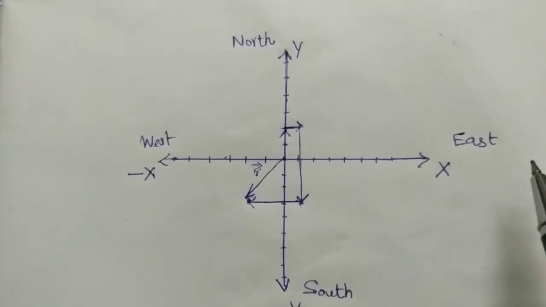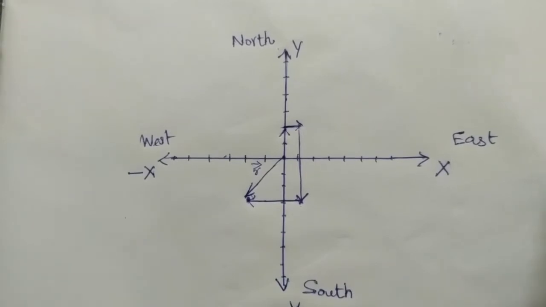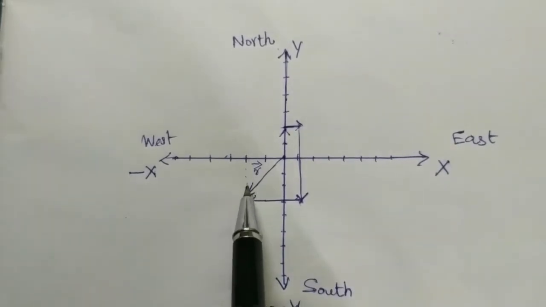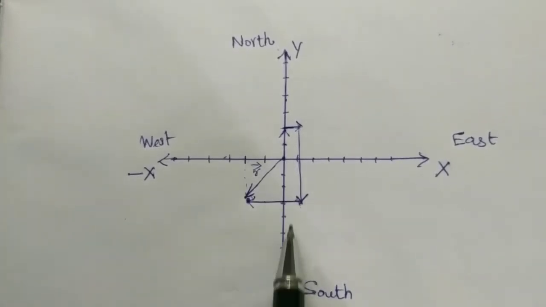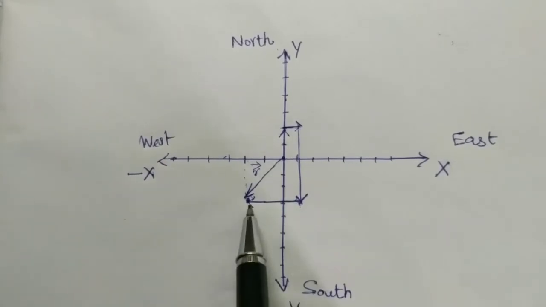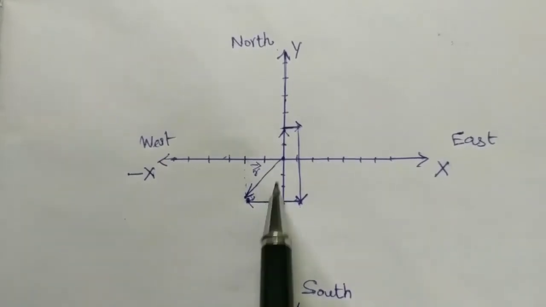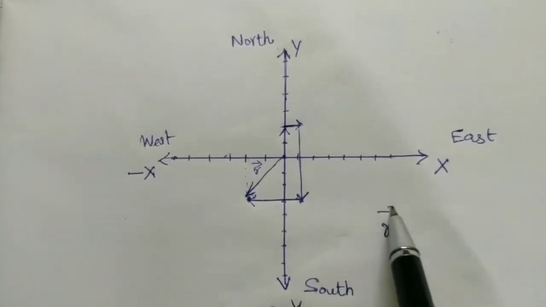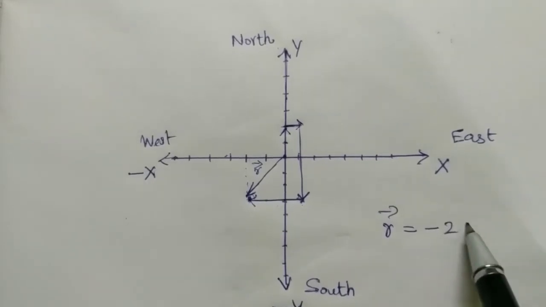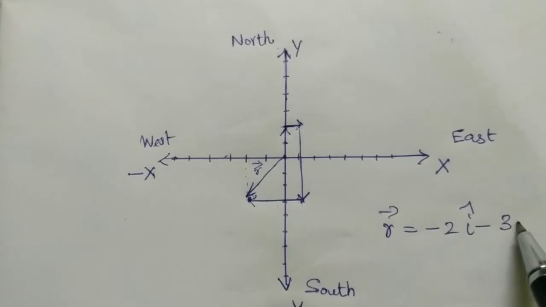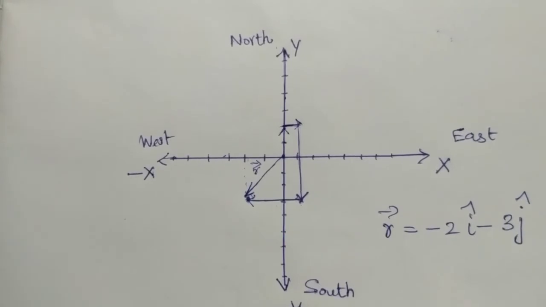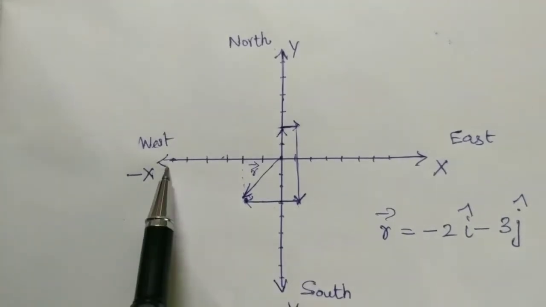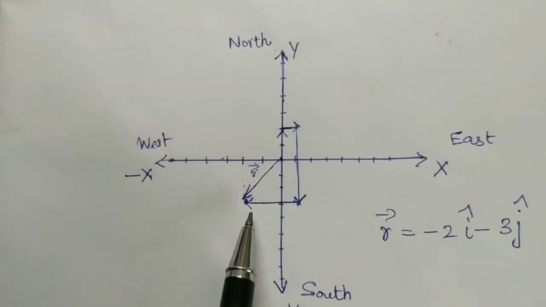Now you can easily write the position vector. That is along the negative x-axis 2 units, 2 meters, and along the negative y direction 2 units. Sorry, 1, 2, 3, on the y-axis it is 3. So how will you write it? R vector is equal to minus 2 i cap minus 3 j cap. That's all. Finally, the displacement direction is southwest. He moves in this direction and then rests there.